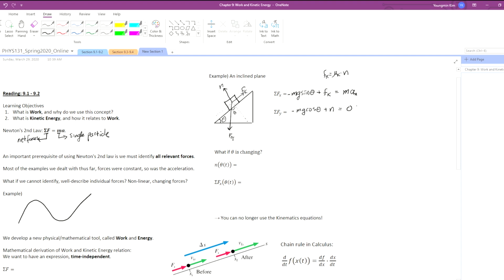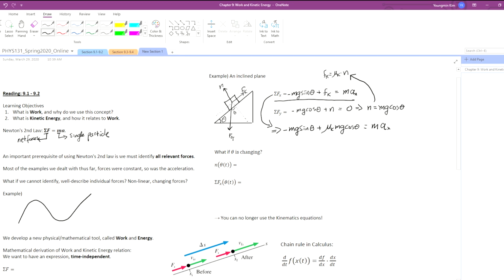So again, from the y-axis, we always can infer the normal force, which is mg cosine theta. Knowing that, now we can substitute here and solve everything from the x-axis. So let's continue writing that here. We had minus mg sine theta plus mu k mg cosine theta, and here I substituted the mg cosine theta into the normal force here, and that is equal to ma x.